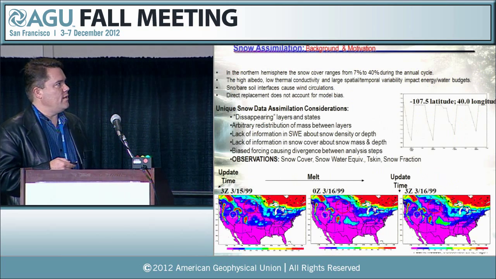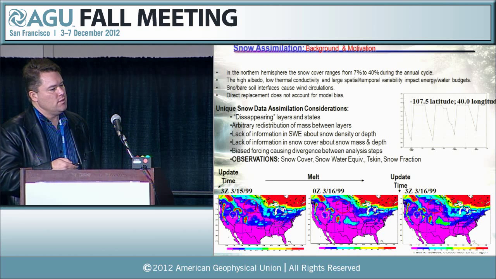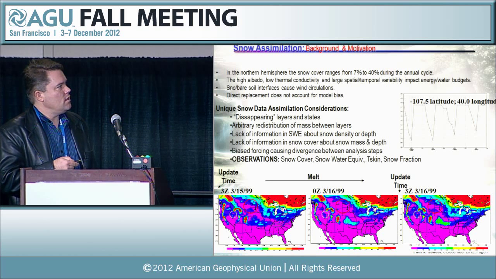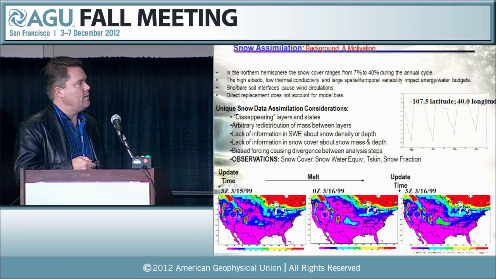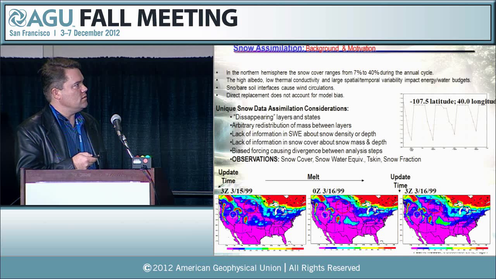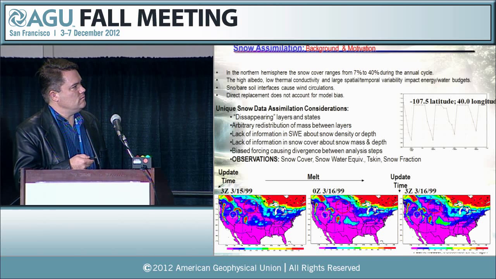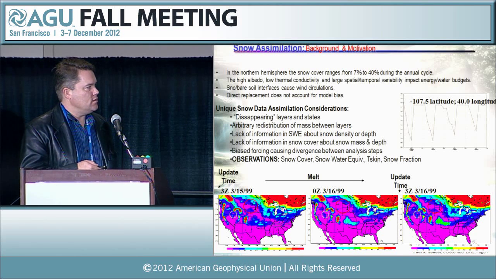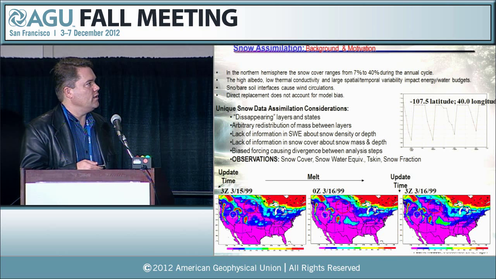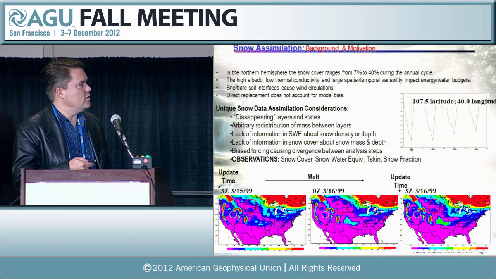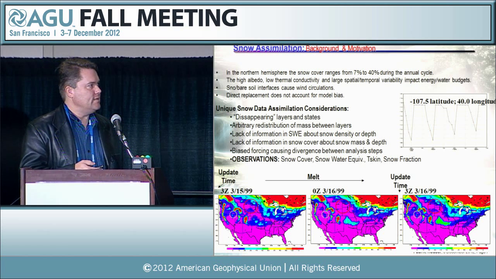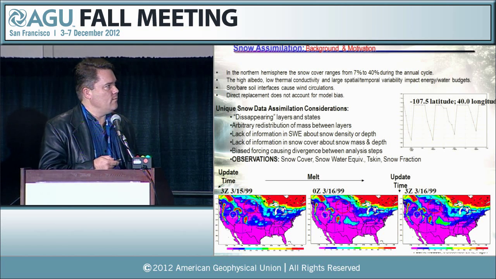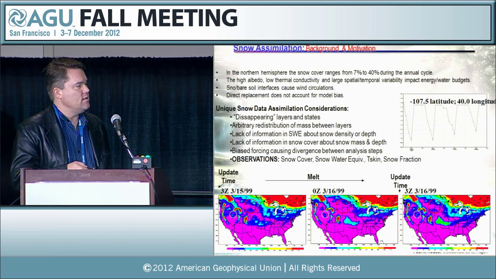So let me talk a bit about snow as an example. There's some unique aspects of snow. First of all, snow is extremely important to the climate system and to the water system. So a lot of the snowpack in the West is important for water supply in California, for example. In terms of snow and its unique data assimilation characteristics, what we tend to see is that the states disappear.